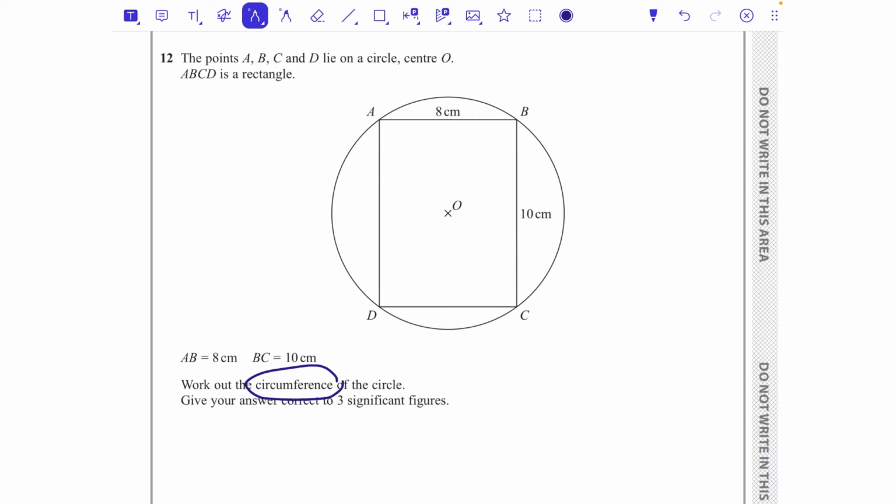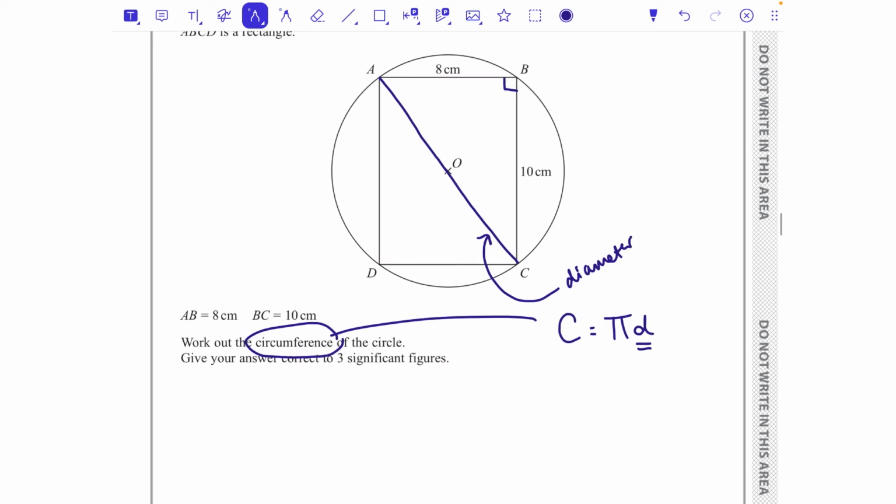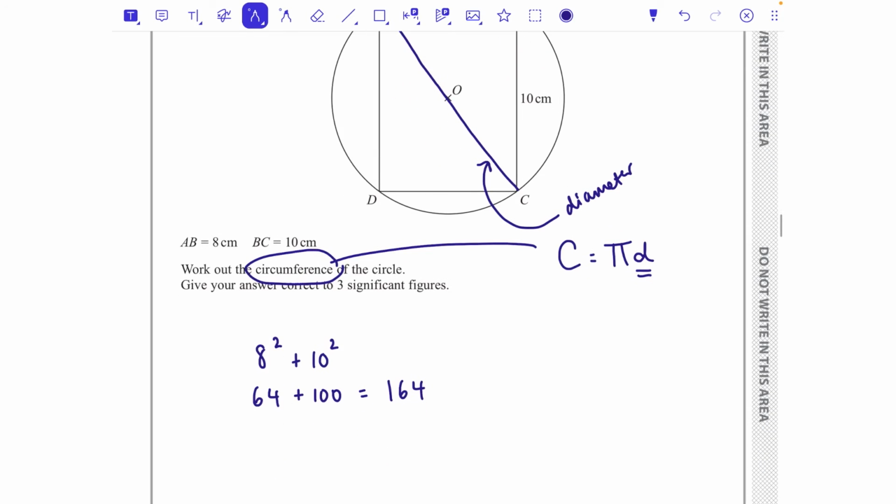So we know that the circumference is pi times diameter, or 2 pi r if you'd rather, but pi times diameter. So we need to work out what the diameter is. Now the diameter, the easiest way to work that out is to go like this. This is the diameter of the circle. And so if I look at this, I've got a right angled triangle and I'm going to use Pythagoras. So I'm going to say that 8 squared add 10 squared, which is 64 add 100. So 164, and then we need to square root that answer.